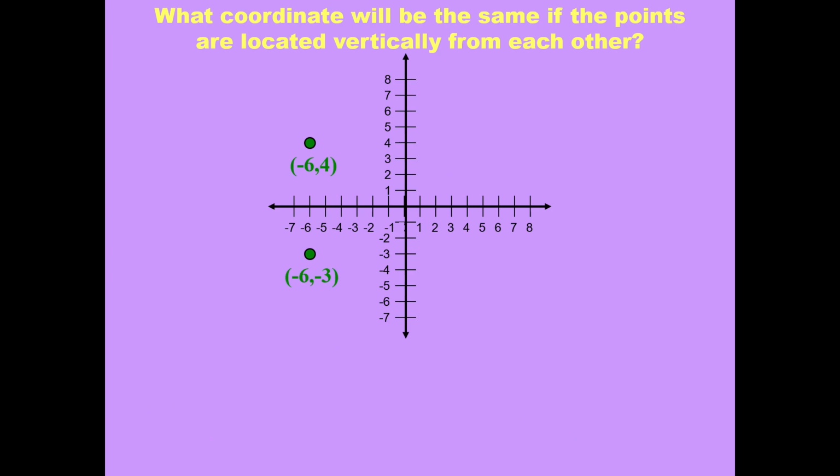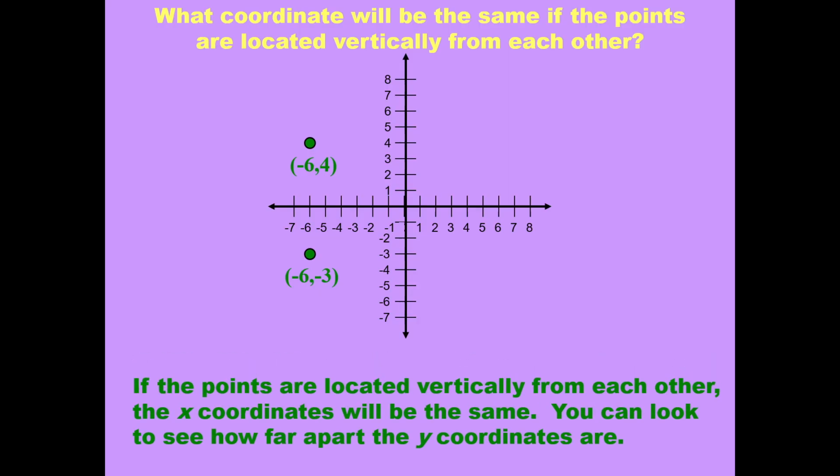Here you have (6, 4) and (6, -3). How far apart are they going to be? If points are located vertically from each other, the x coordinates will be the same. You can see how far apart they are by checking the y coordinates. You have 4 and -3, so 4 plus 3 makes it 7 units apart.